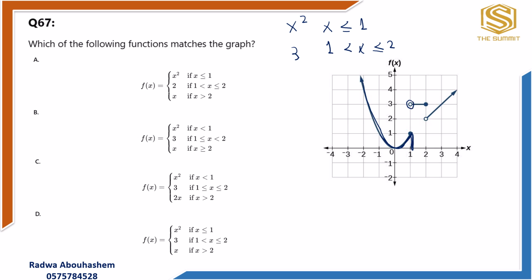Then again, I have a linear function x starting from 2 to infinity, which means it's greater than 2. So when x is greater than 2, and it's not equal because this is an open circle. So which one of these matches my graph here? This one. Sorry, this one. D.